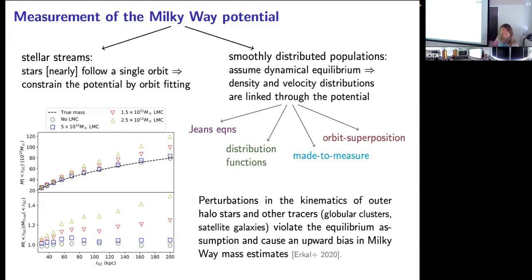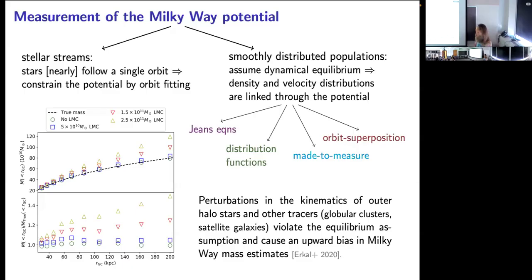That's not quite correct, though. As I said, measurements of the Milky Way potential can be roughly split into two big groups. One is based on star streams, fitting the stream track, including all these perturbations that we have seen already. And the other, the classical modeling methods, are all based on assuming dynamical equilibrium. So that's where things go wrong, because we are not in equilibrium anymore. And regardless of the specific methods that I listed here, there will be biases.